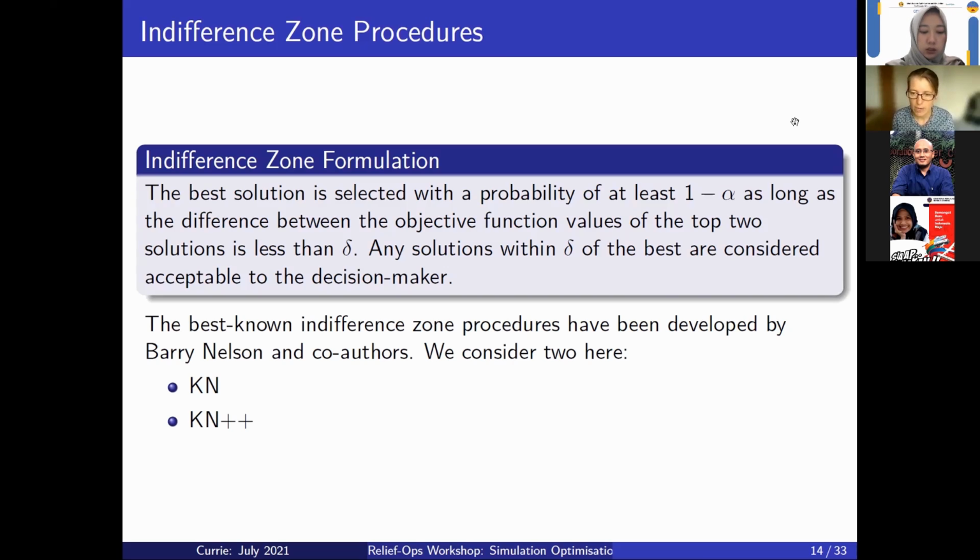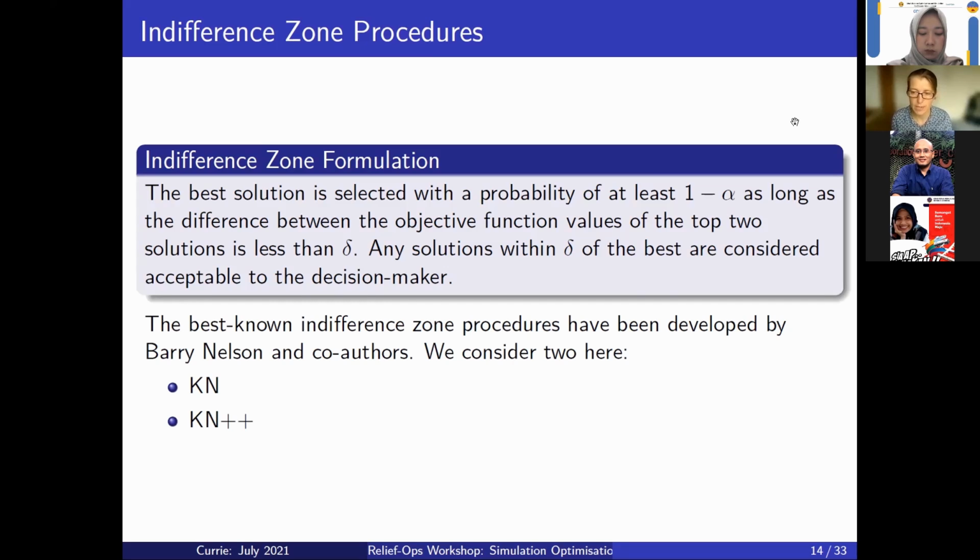Now, because this is a random process and the outcome I get has some stochasticity or randomness associated with it, I can't say I'm definitely going to find you that solution. I have to say with a certain probability I will get to that solution. And that's where the alpha comes in. So in many cases, our 1 minus alpha will be 0.95. So 95% chance I will get you the top solution, assuming that there aren't several solutions that are very good, in which case I'll find you one of them, but not necessarily the best one. So that's what you're aiming for with these indifference zone procedures.